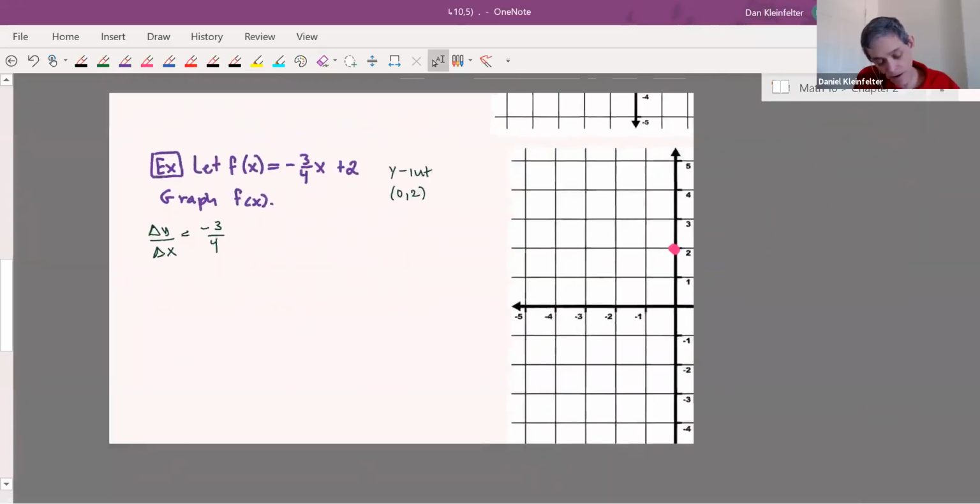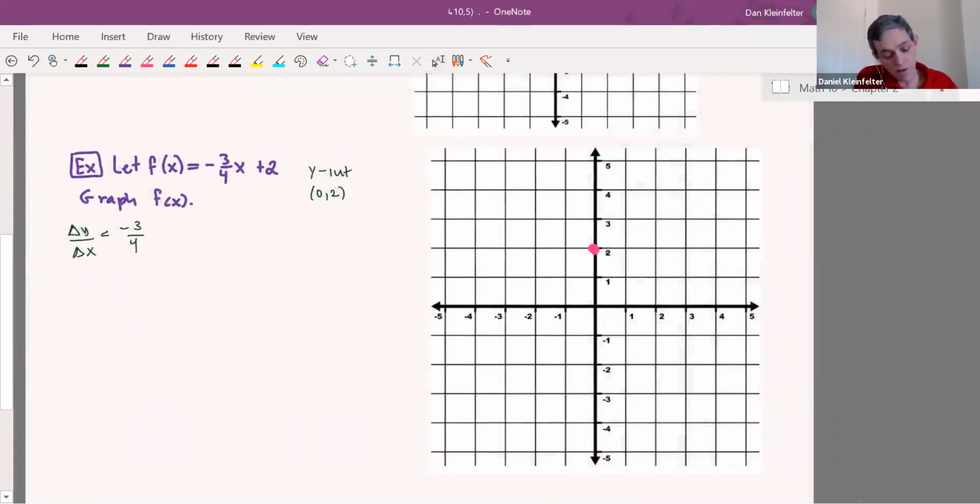If from our given point, we increase the x by 4, then we'll decrease the y by 3. That will give us a second point on the graph. The increase of 4 for x corresponds to a decrease of 3 for y.